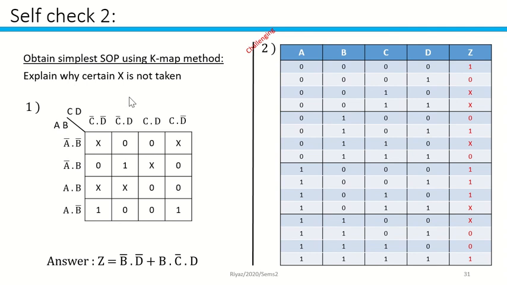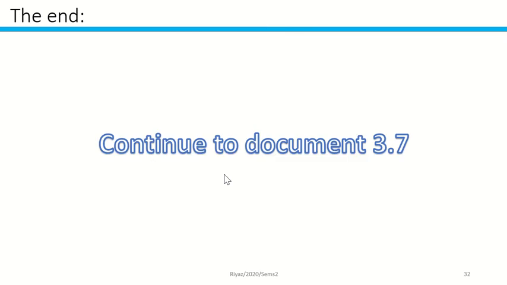So self-check 2. Try to obtain the simplest SOP using the K-map method, and you also need to explain why certain X are not used. This is the answer to help you out, and this is the truth table. This is a little challenging, so I hope you can finish this one.